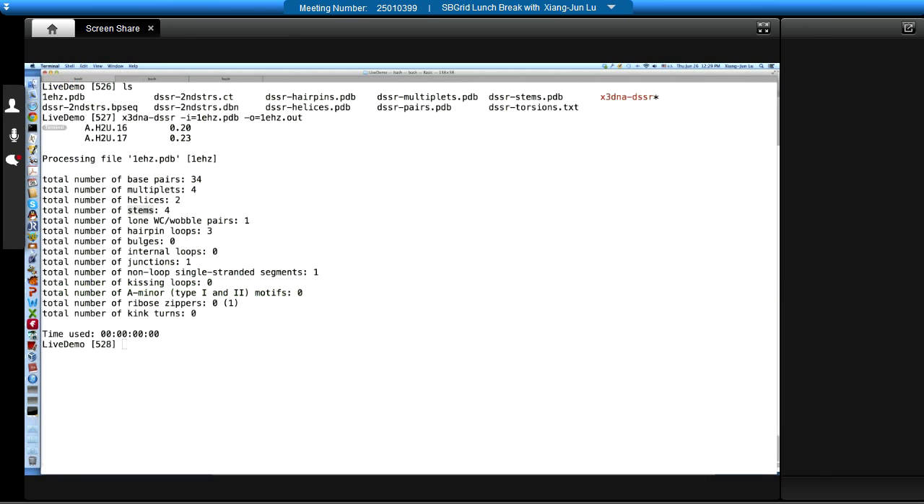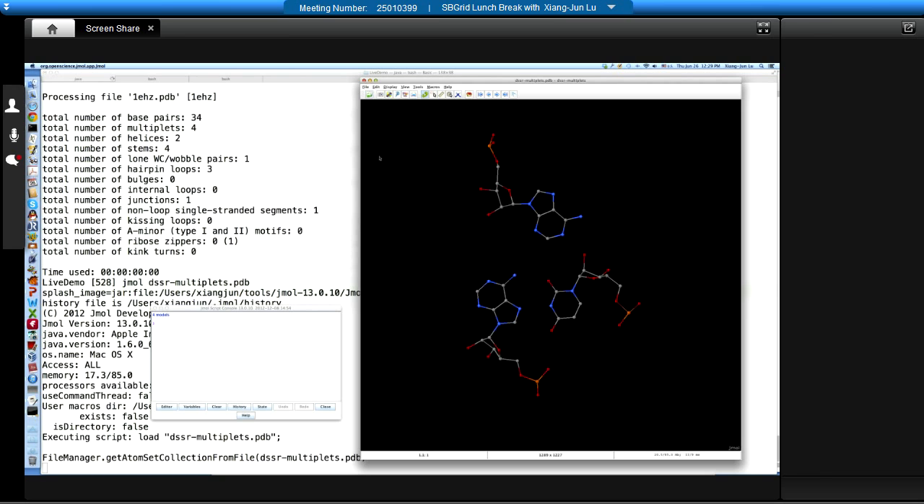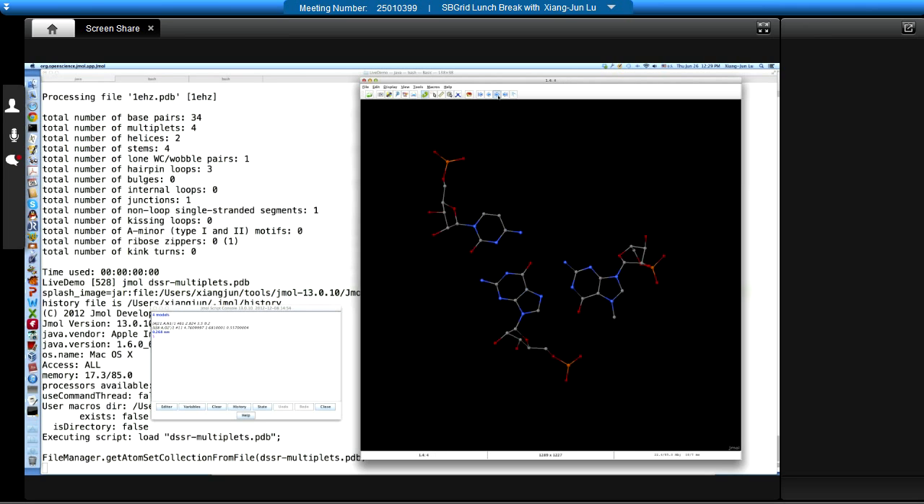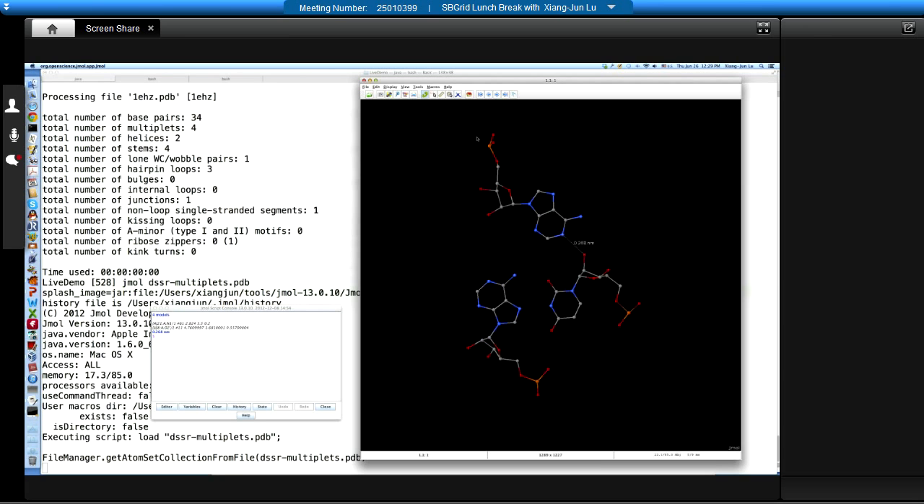I will just give you one very simple example of DSSR multiplets. I'm using Jmol. I know you may be more familiar with PyMOL, but they are the same. You can use PyMOL as well. So this is one of the multiplets, which are actually triplets. Notice that DSSR identifies them and puts them in the so-called most extended top view. From this structure, you can see the hydrogen bonds, and you can look at the next, the second, and you can also overlap them all together. So they are basically coplanar.